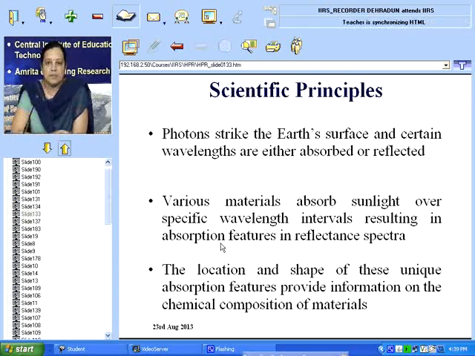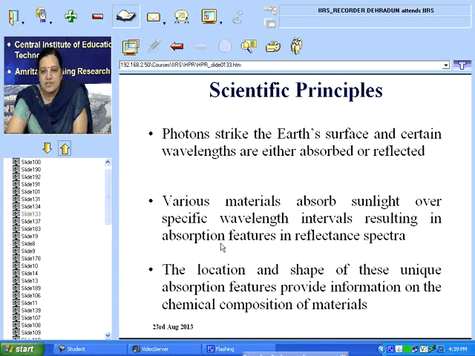Now, what is the basic principle? Why do we use hyperspectral remote sensing? As I mentioned earlier, in remote sensing, what are we looking for? We are trying to identify different land use, land cover types, different features on the Earth's surface. That is the main purpose. And to identify different minerals, different compositions. The better we can classify the features on the Earth's surface, the better.